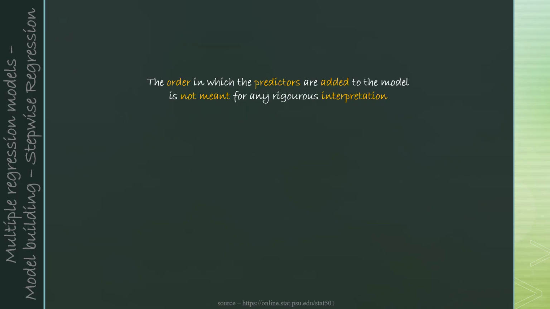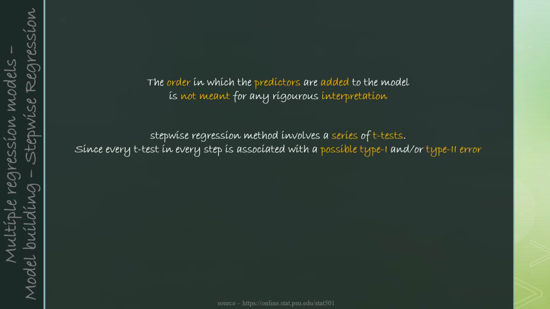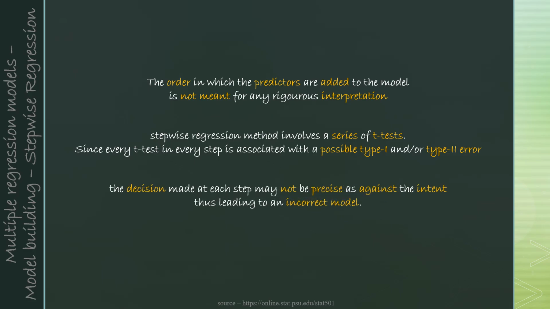The order in which the predictors are added to the model is not meant for any rigorous interpretation. The stepwise regression method involves a series of t-tests. Since every t-test in every step is associated with a possible type 1 or type 2 error, the decision made at the end of each step may not be the precise one as against the intent, thus leading to an incorrect model. We might have wrongly included unimportant predictors or dropped the important ones.